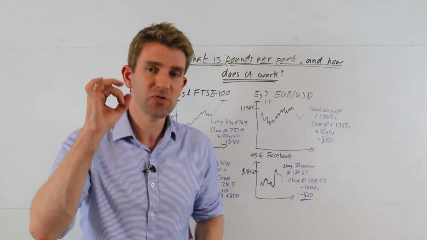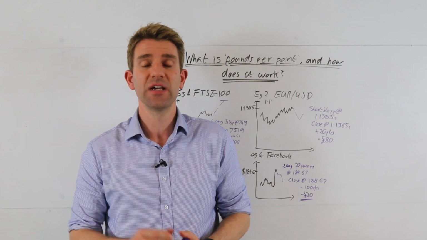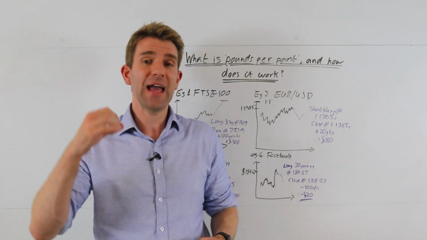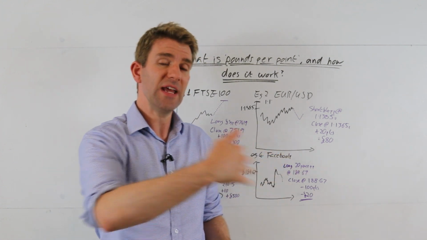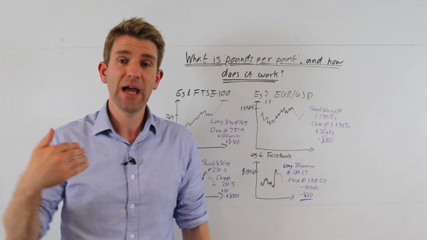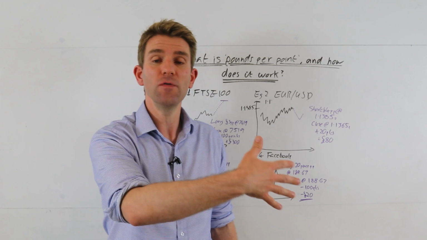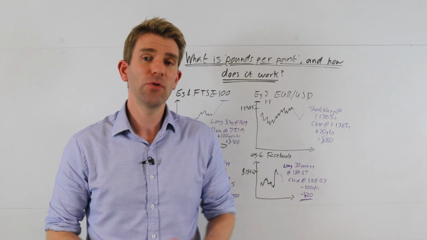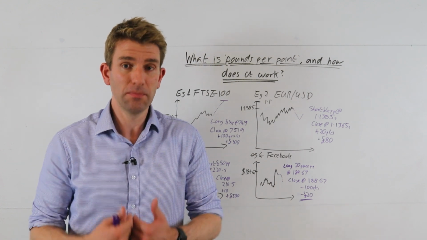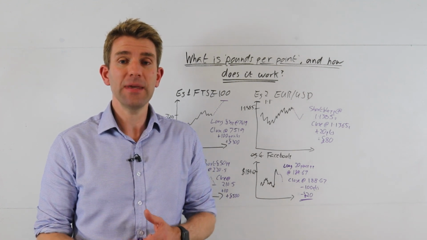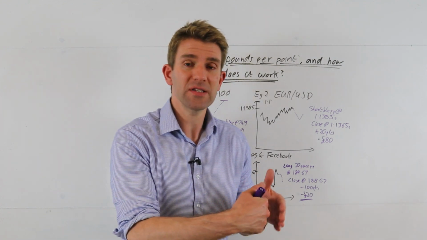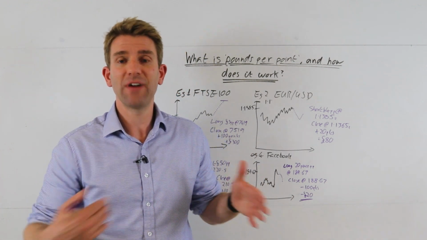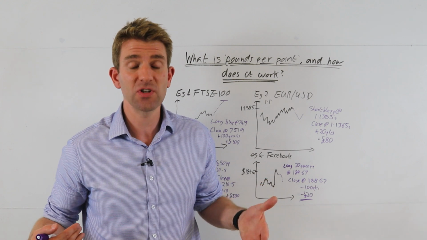Okay, so pounds per point works like this. Effectively, it's what it says on the tin. You have a points movement in your favor or against you, and for every point that moves, you're going to make or lose your stake. So if your stake is £1 per point, that basically means that for every point movement up or down, there's a pound movement in your trade valuation, or your account equity as well, if you like.